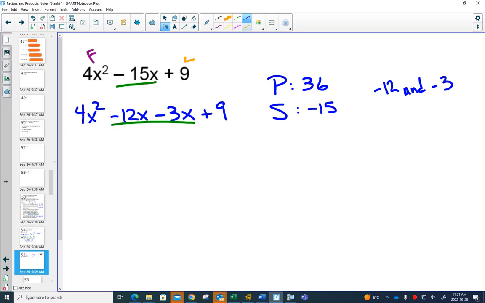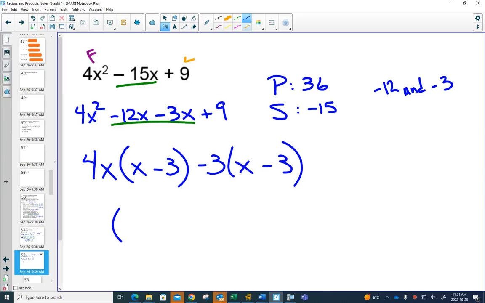And now we look at the first two. What's in common with the 4x squared and the minus 12x? 4 or 2. Yeah, 4 works. And an x, leaving me with x minus 3. For the second one, can you see that you would want to take out a minus 3 to get a positive x there? That matches up. Does it work out when you take a minus 3 out of 9? Do you get minus 3?